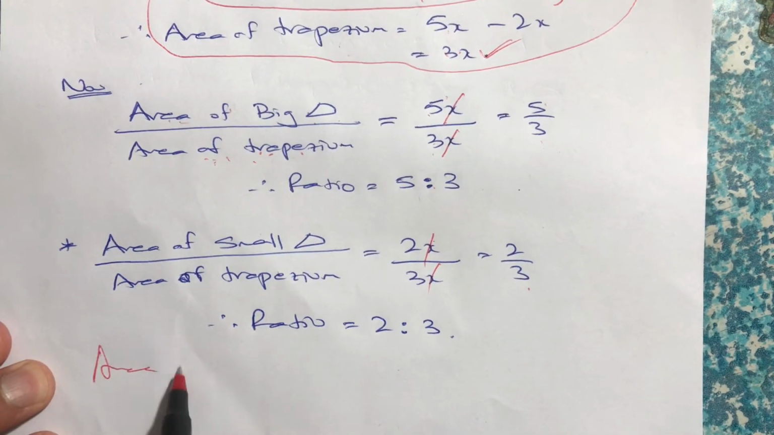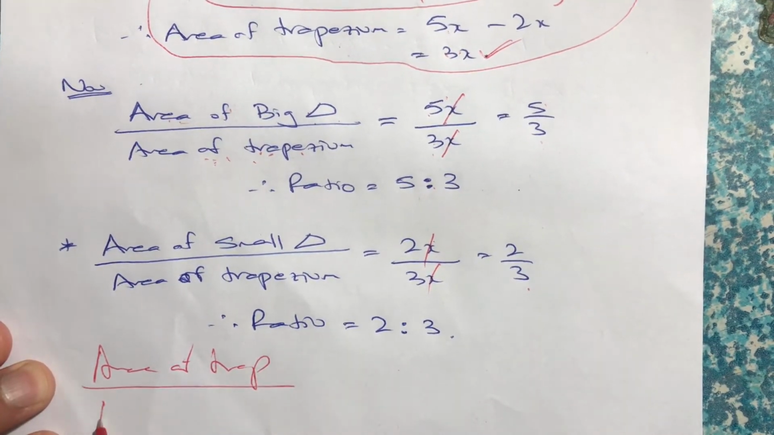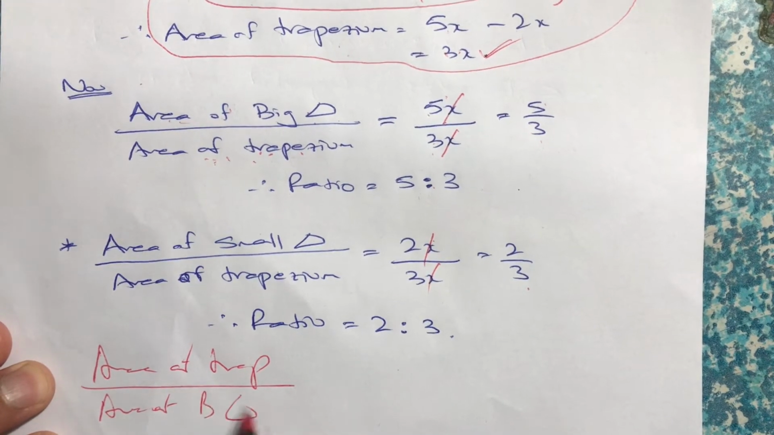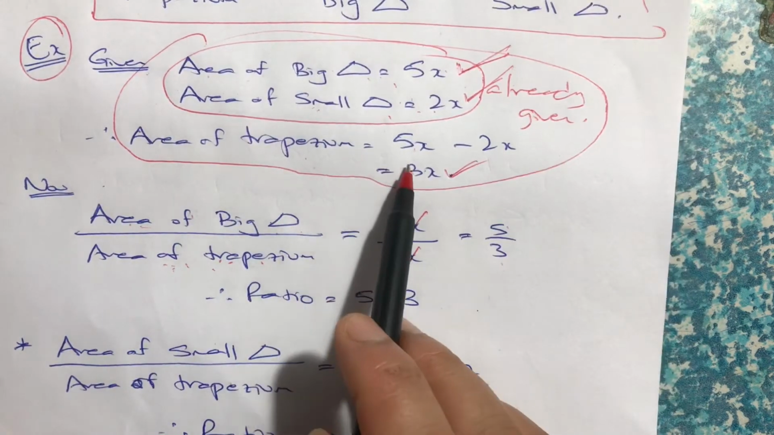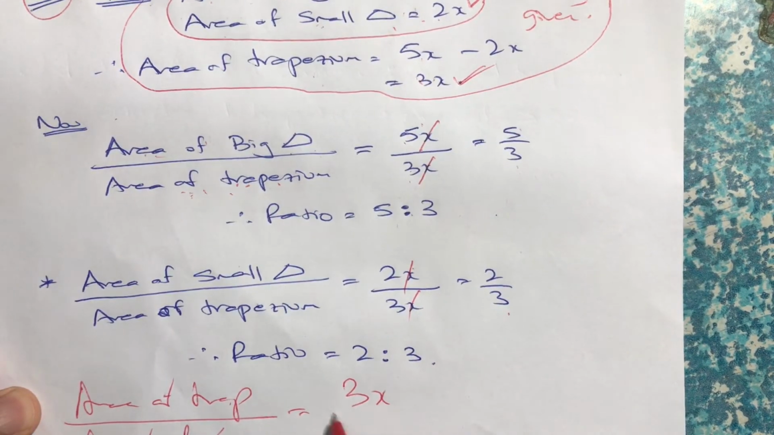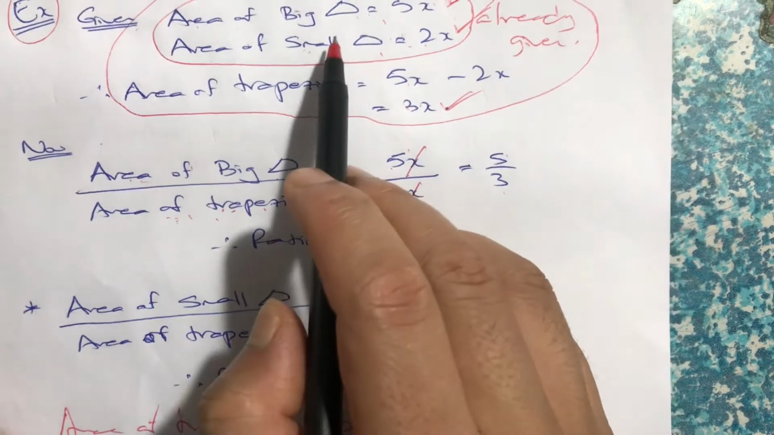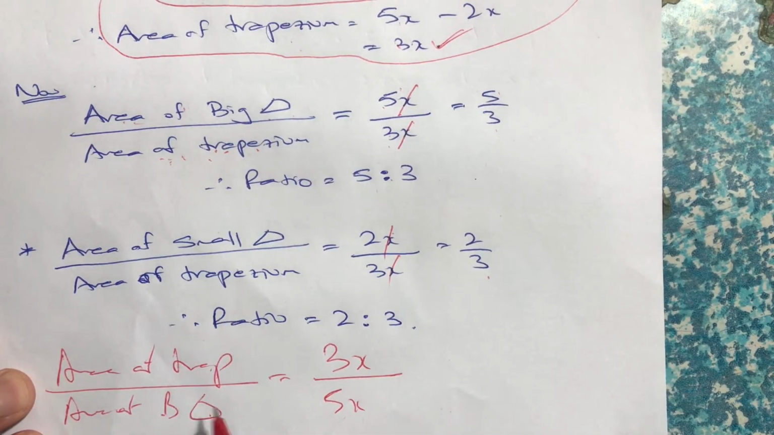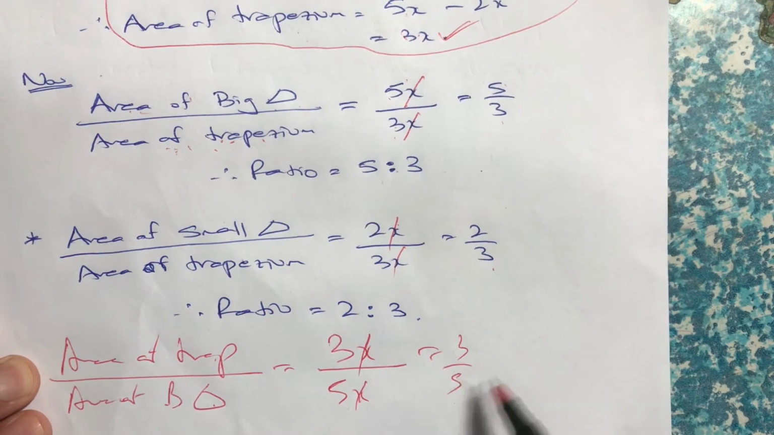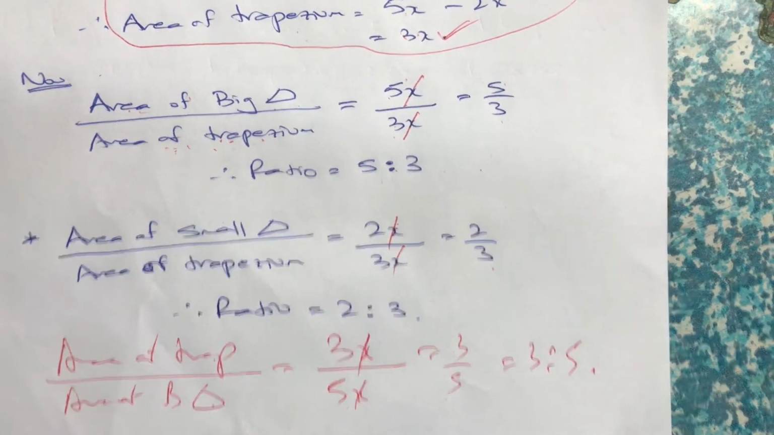Sometimes they may say area of trapezium by area of big triangle. So if trapezium is at the top, then we write trapezium is how much? 3x, so we put 3x at the top. What is the big triangle's area? 5x. So it's not always that trapezium will be at the bottom, it can be at the top also, and we get 3 by 5, so 3:5 is the ratio.